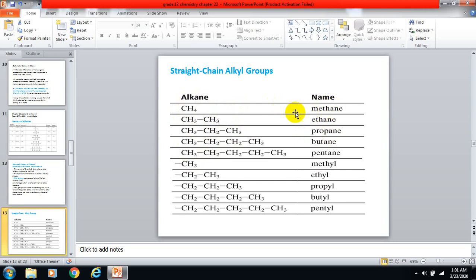Now consider the first, methane, A-N-E. Now look at the branch, the bond, CH3. Here it was CH4. Once we removed only one hydrogen from here, now we call it methyl. Look at methane being changed to methyl, Y-L. Now similarly, ethane, A-N-E, will be changed into bond CH2 minus CH3. We call it ethyl. Similarly, propyl, butyl and pentyl respectively.